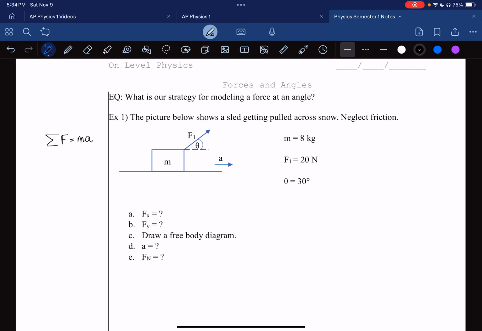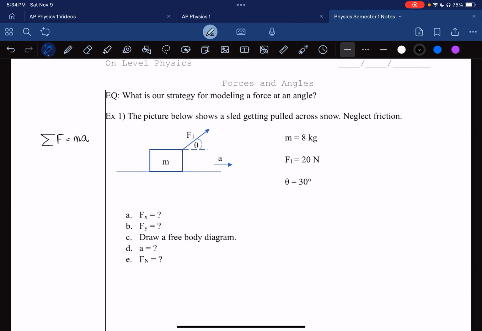So we've already seen how we model forces on objects, and we've drawn free body diagrams. We figured out how to calculate the acceleration of an object by looking at the forces, and sometimes we just want to determine the magnitude of some of the forces. Today, we're looking at what if there's a force on an object that's not straight up, not only straight down or to the right or to the left, but at some angle? We're pulling on this object at some angle.